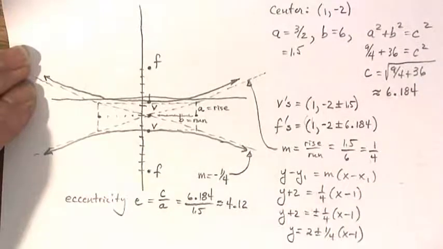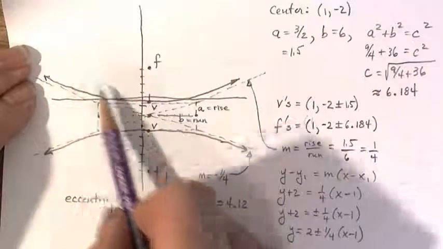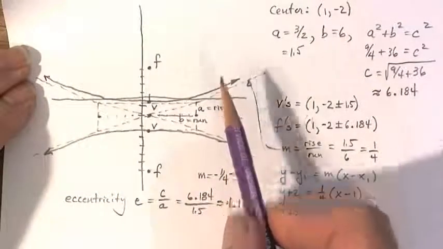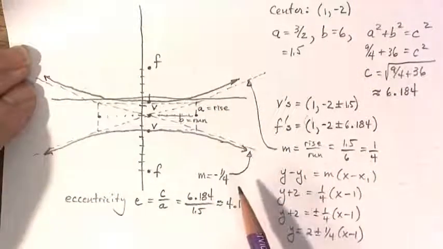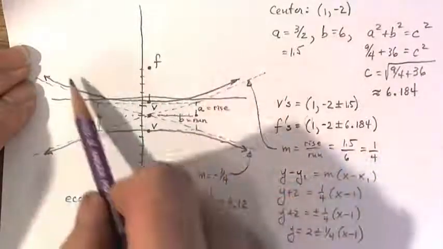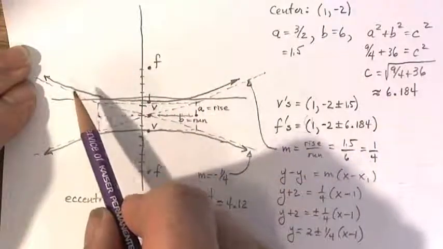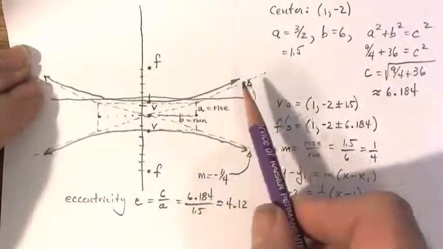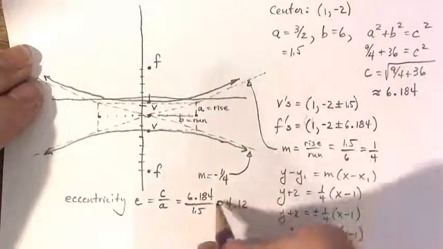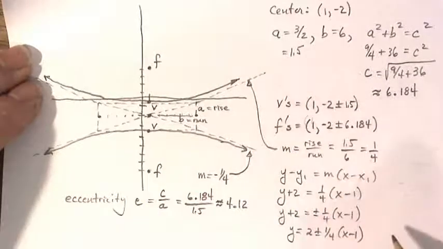4.12. Now the eccentricity is just a measure of how spread out the hyperbola is. So I forget which way it goes, but if it's higher or lower, it means these branches of the hyperbola are either more spread out or less spread out. You could learn that by experience by looking at eccentricity for various hyperbolas.